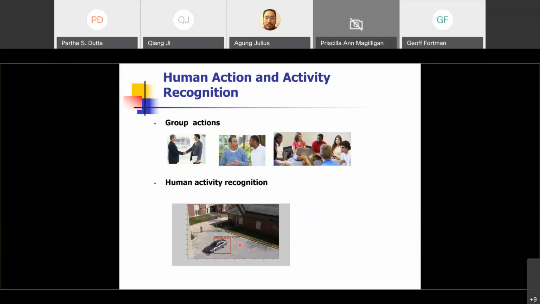For example, we want to recognize what activity a human is performing in the parking lot. Here it involves getting into the vehicle and getting out of the vehicle, so specific interaction between the human and the vehicle. This is also something that we're interested in recognizing. So this basically is about human body behavior analysis and recognition.